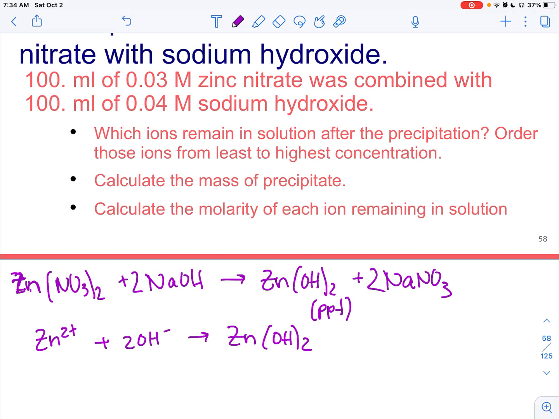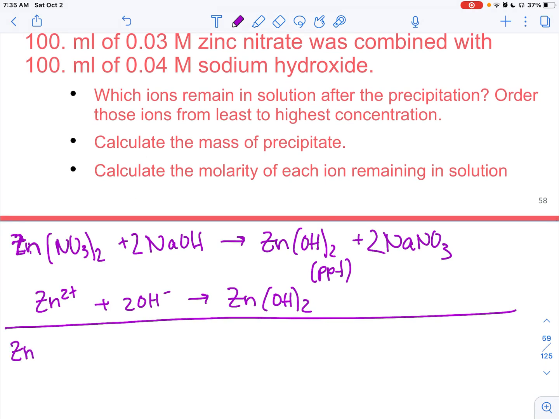Okay, so the next part of this would be to ask which ions remain in solution after precipitation, order them from highest concentration to least concentration. So first we need to figure out what the limiting reagent is here. So for our zinc nitrate, we take our 0.1 liters times the molarity, and we get this many moles.